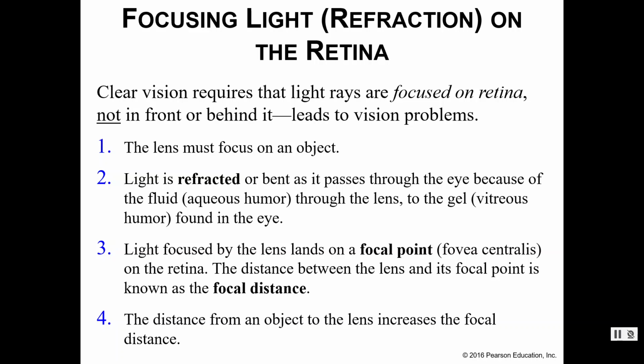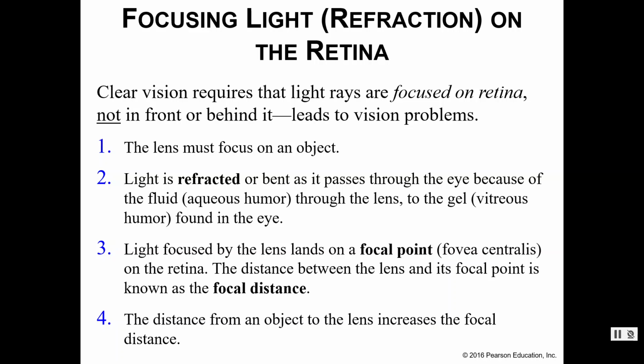Light that is coming into the eye has to be refracted, or bent, because we're going to have to go through all those layers. We're going to have to go through the aqueous humor, the vitreous humor, the lens itself. We have to refract it to make sure that we are hitting the fovea centralis, that focal point on the retina. Remember that's in the posterior region of the eye. Now, the distance between the lens and the focal point, we call this your focal distance.